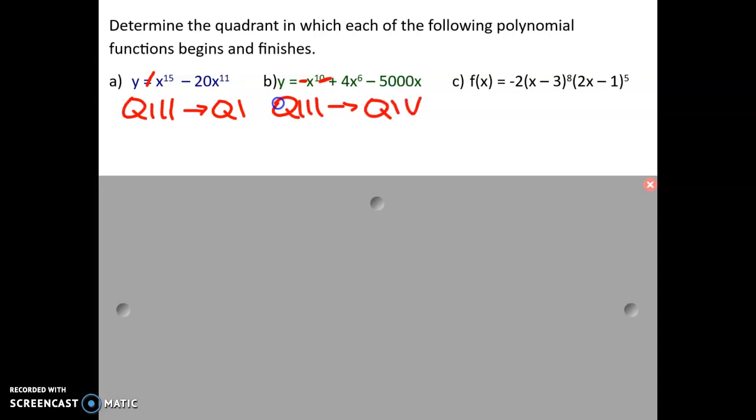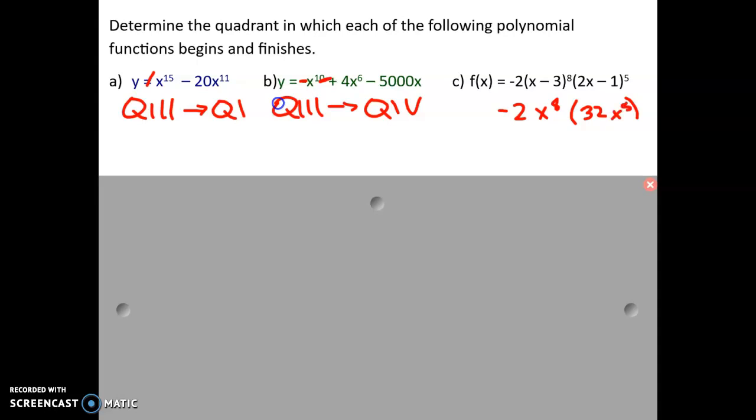Now the last one is tricky because it's in factored form. So remember that you'd multiply all the front parts together. So what I'd have here is an x to the power of 8, because there would be 8 of those x plus 3 factors. And then I've got 5 of the 2x factors. So 2 to the power of 5 is actually 32. If you go 2 times 2 times 2 times 2 times 2, that is 32. And there would also be an x to the power of 5 attached there.